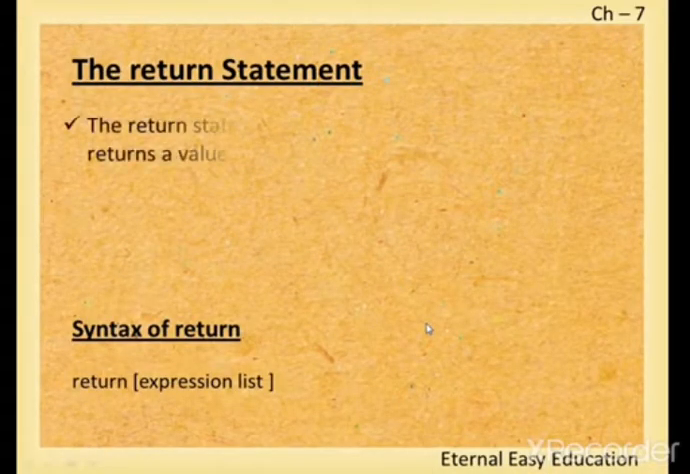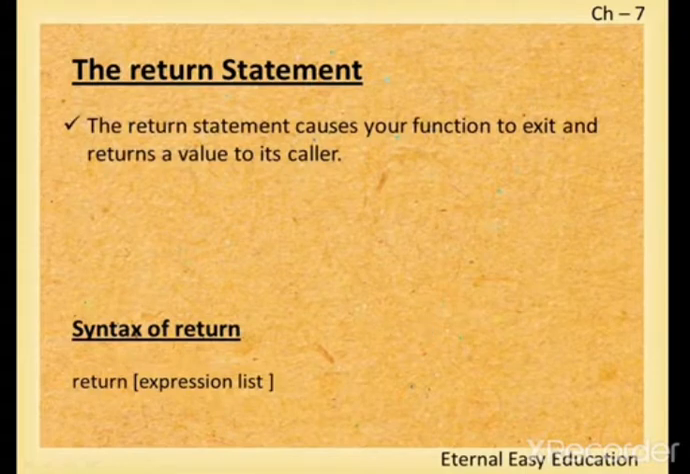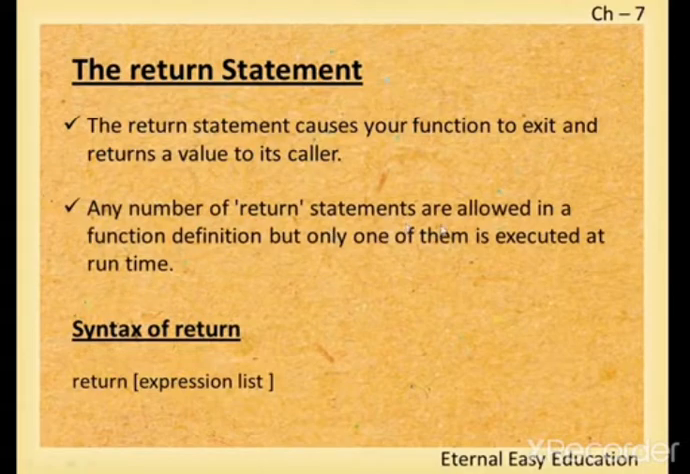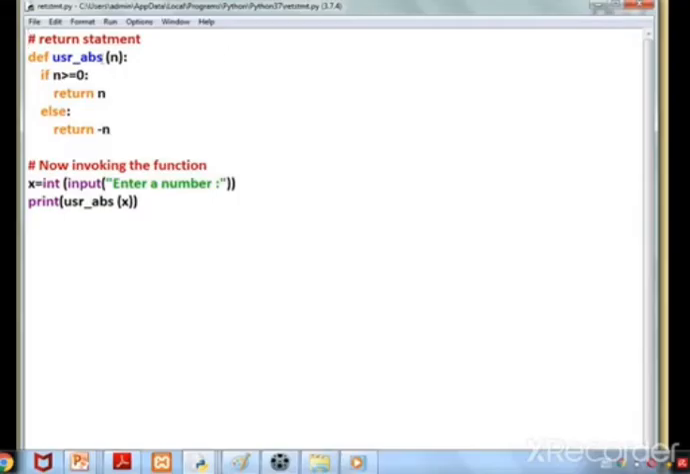Then return statement. Return statement causes a function to exit and returns a value to its caller. Any number of return statements are allowed in a function definition, but only one of them is executed at runtime. Syntax: return, expression list. We'll see the example. See the example here. Def user-defined abs, one parameter. Here the definition is if n is greater than or equal to 0, return n, because this is for absolute value. Else it is minus n.